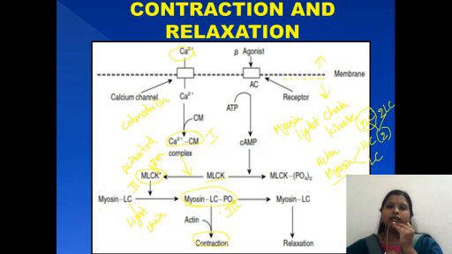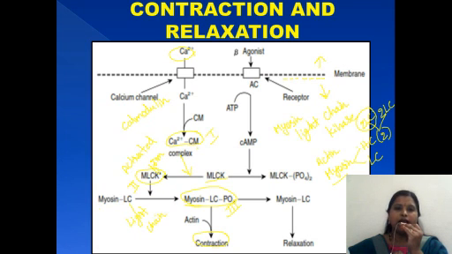Then the final step is the myosin light chain which is in the phosphorylated form combines with the actin and causes contraction. Okay. So, here calcium calmodulin complex formation, MLCK activation and myosin light chain phosphorylation. These three are the important steps to cause any skeletal muscle contraction or smooth muscle contraction.